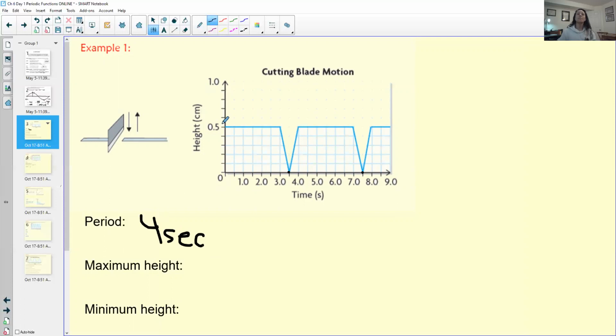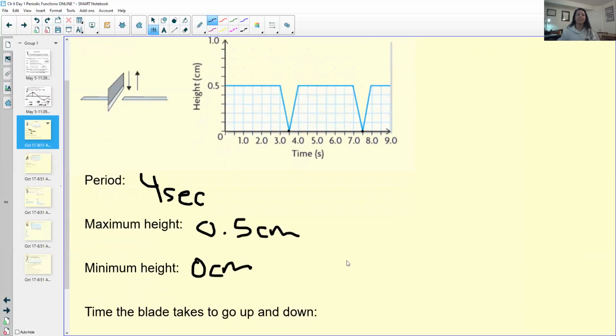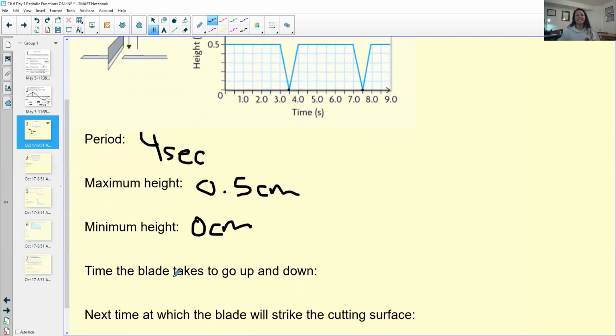Okay. The maximum height, it reaches a maximum height of 0.5 centimeters. We can be specific and add your units. The minimum height, it touches the ground, so 0 centimeters. The time it takes the blade to go up and down.